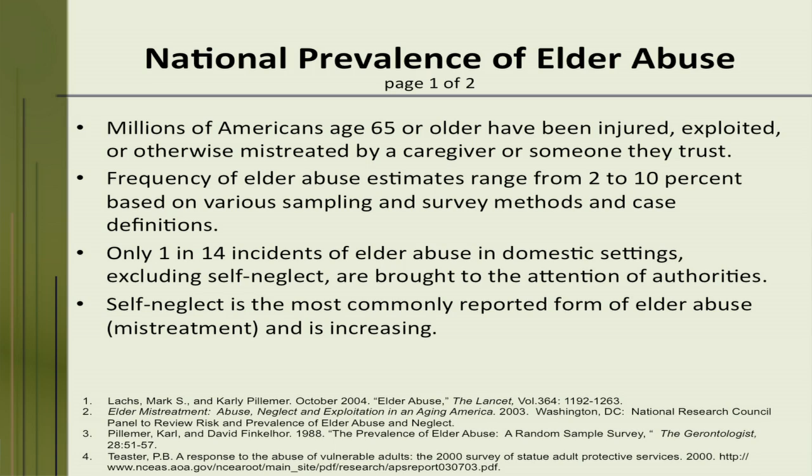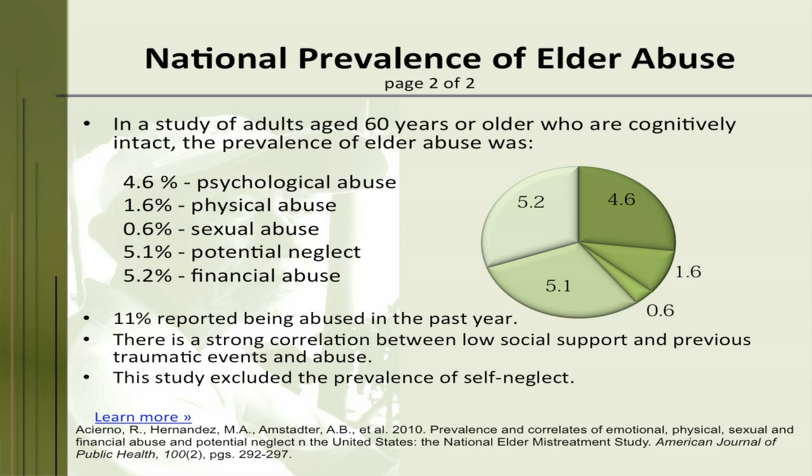And then the most common type of elder abuse that we do see reported to Adult Protective Services is self-neglect, and it's increasing at alarming rates. And so the last national prevalence study, which was conducted by Acierno et al., was a study of 60-year-old adults throughout the United States who were cognitively intact.